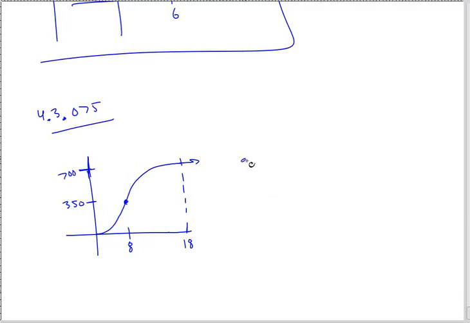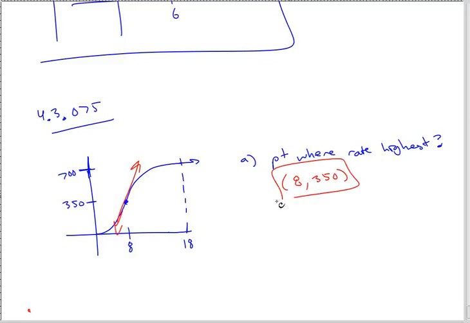And I've got to answer some questions. It says, where's the point where the rate is highest? Where's my slope of the tangent line being the highest slope? It's right there. You got it. It's at 8, 350.